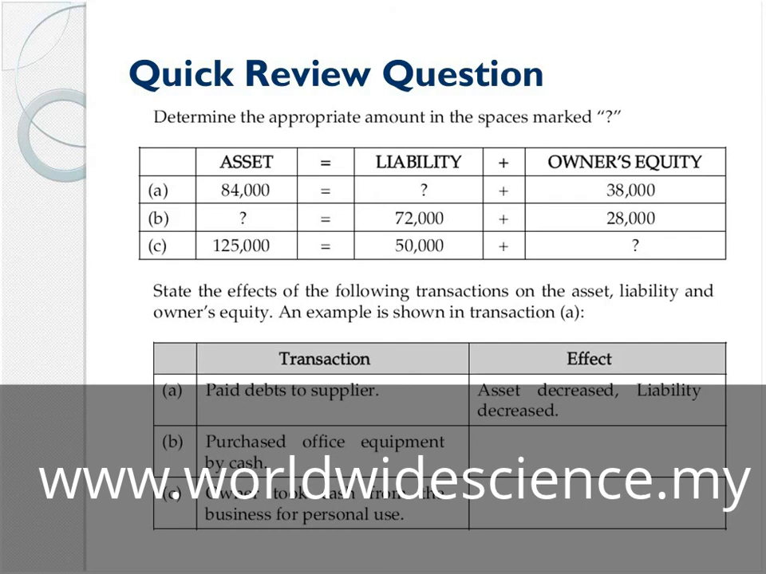So let's see the next one. State the effects of the following transactions on the assets, liabilities, and owner's equity. For the transaction paying debts to a supplier, the effect is that assets will decrease and liabilities decrease. What about B, the purchase of office equipment by cash? Any answer, who can do this exercise? If we purchase office equipment, we incur some cost, right? By cash. So who wants to write the effect, how it shows? What is the answer?